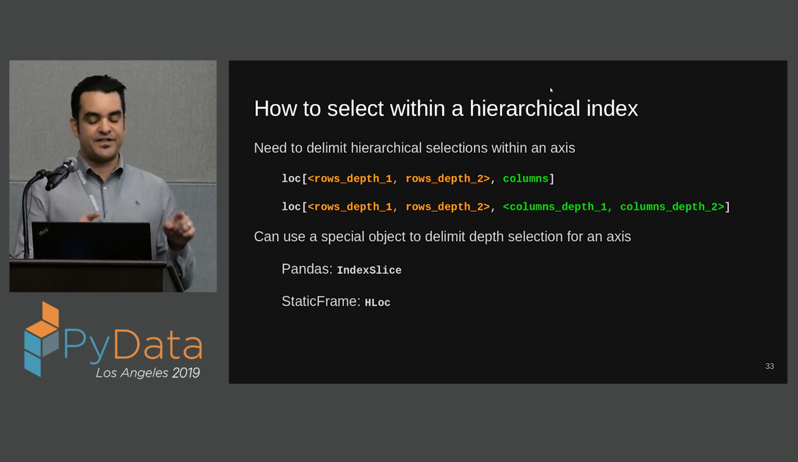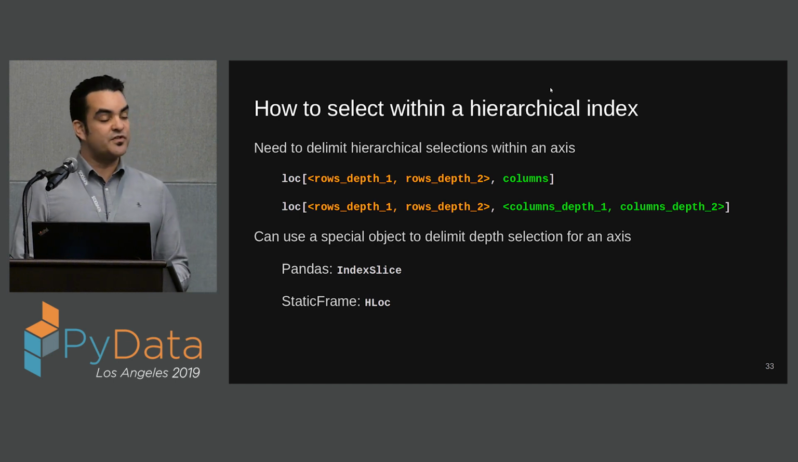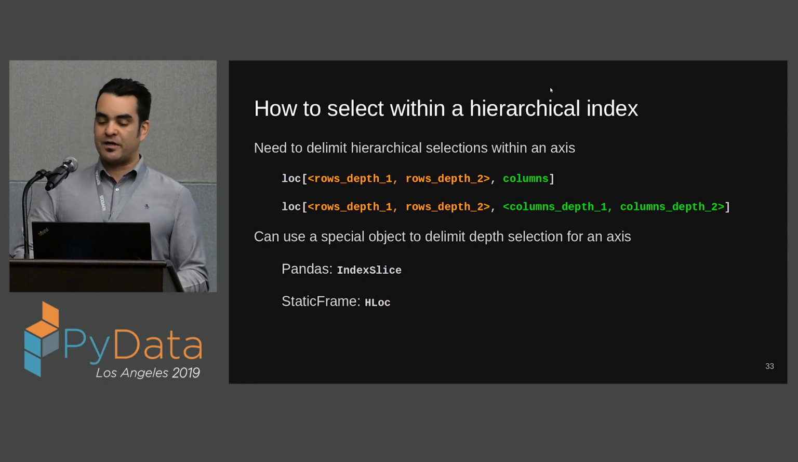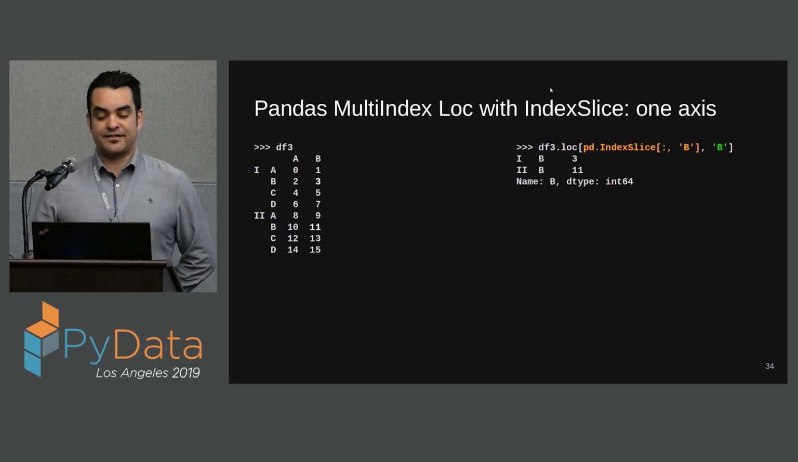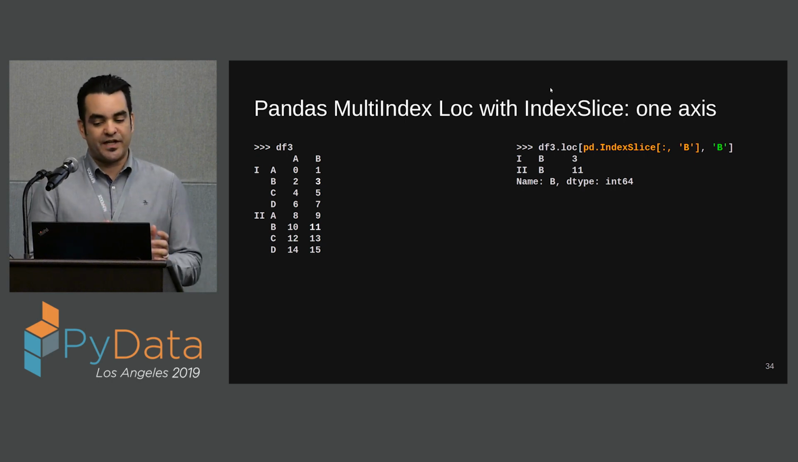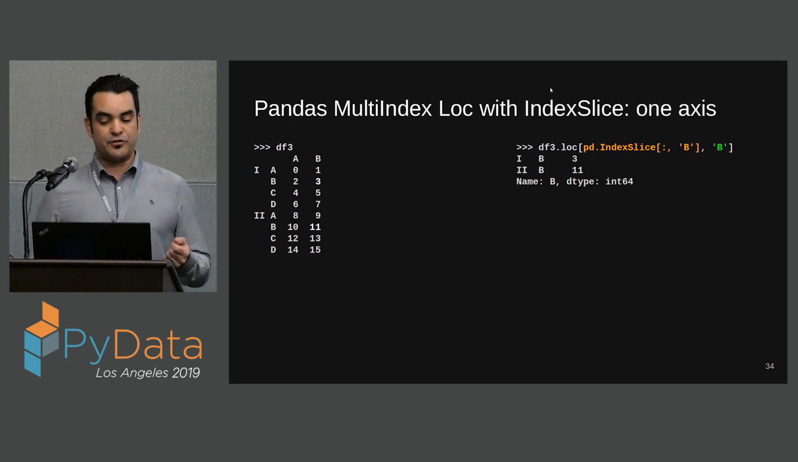Here I'm showing an example using caret characters, but in pandas and StaticFrame, we actually use a special object. In pandas, this special object is called the IndexSlice. In StaticFrame, we call it HLoc. So with the pandas MultiIndex loc, we can do our IndexSlice on one axis. As you might expect, here I provide an IndexSlice that's getting into the inner specification of the hierarchical index. It's saying, give me all of the outer level Roman numerals 1 and 2 and rows B from each of those, and then select one column, here now selecting the rows with B.